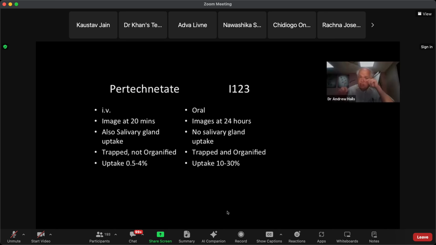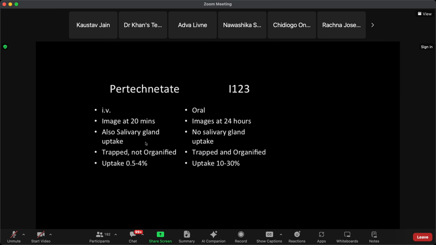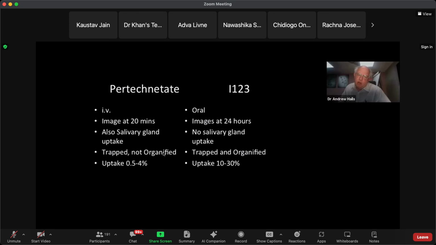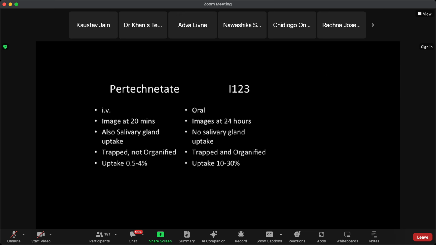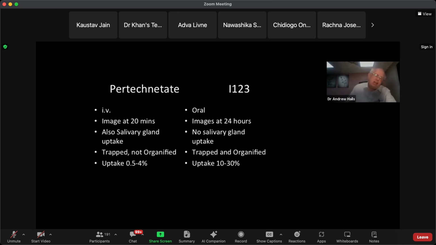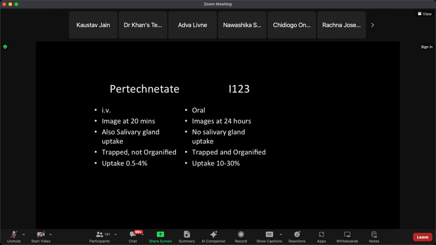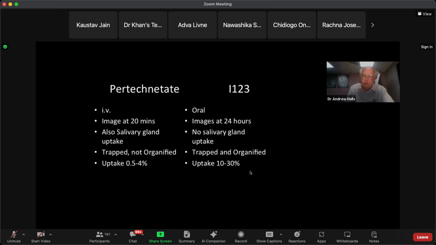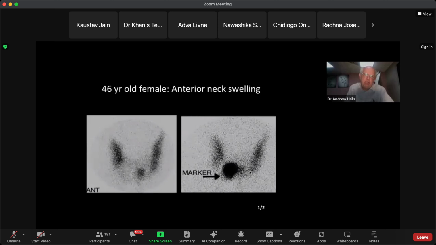So this is the difference really between the iodine and the pertechnetate. Both are quite good things to use. Pertechnetate, you give an IV injection, image them straight away. But it's trapped, not organified. It's not quite so good in that way. And the uptake is less on the pertechnetate scan than it is on an iodide scan. But with iodine, you have to give it the day before, and it's an oral administration. So it's not so convenient for the patient in that way.